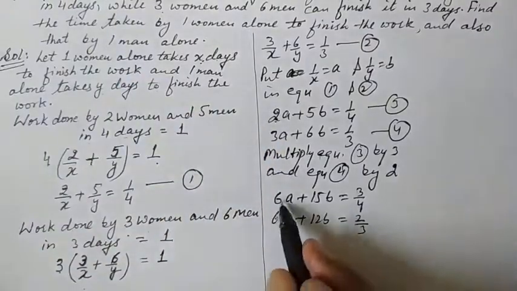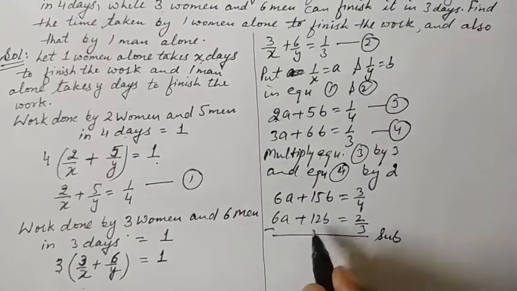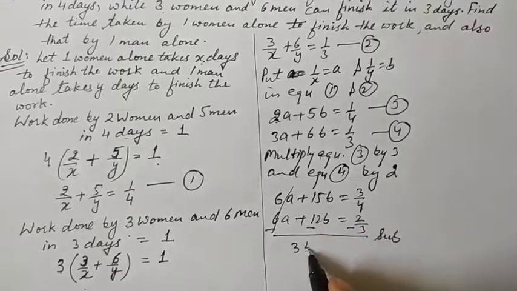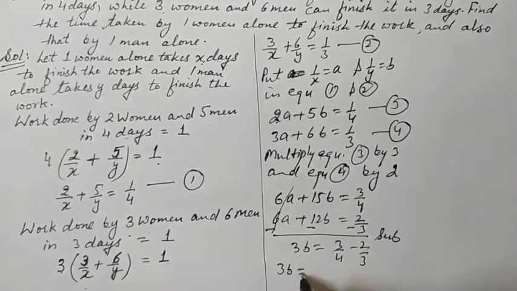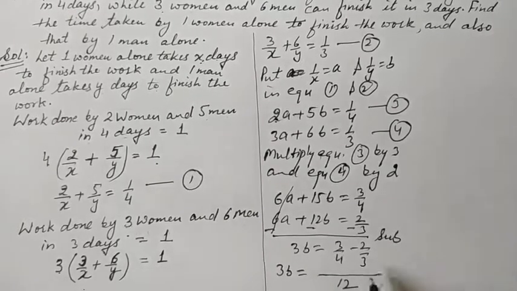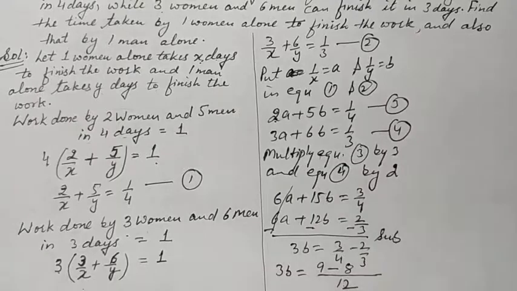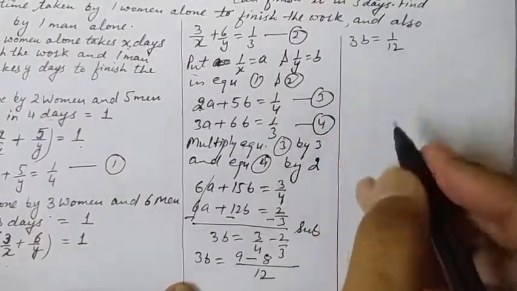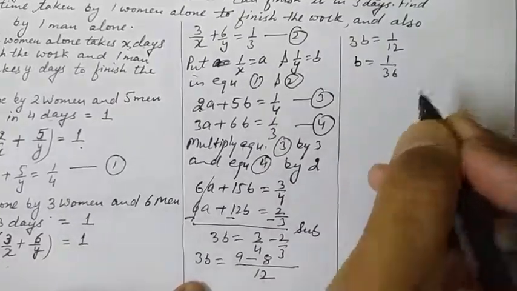Now the coefficients of a are the same, 6 here, so we'll subtract these two equations. In subtraction, signs will be changed: minus, minus and minus. So 6a cancelled. 15b minus 12b is 3b. And here 3 by 4 minus 2 by 3. So 3b is equal to, we'll take the LCM. LCM is 12. So 4 3s are 12. So 3 3s are 9 minus 3 4s are, so multiply by 4, it is 8. So 3b is 1 by 12. Okay, so b is, 3 will go in the denominator, 12 3s are 36. So b is 1 by 36.